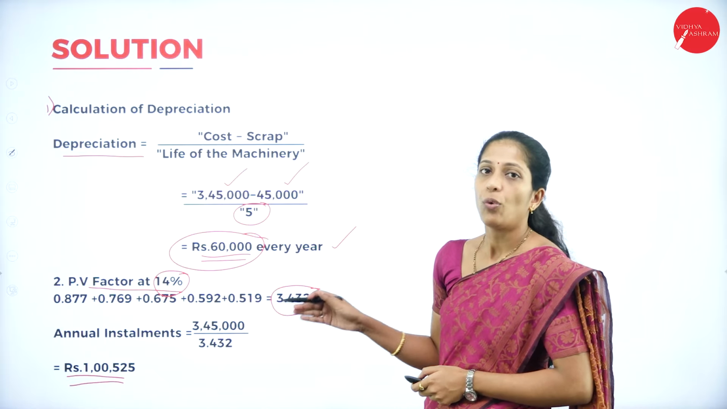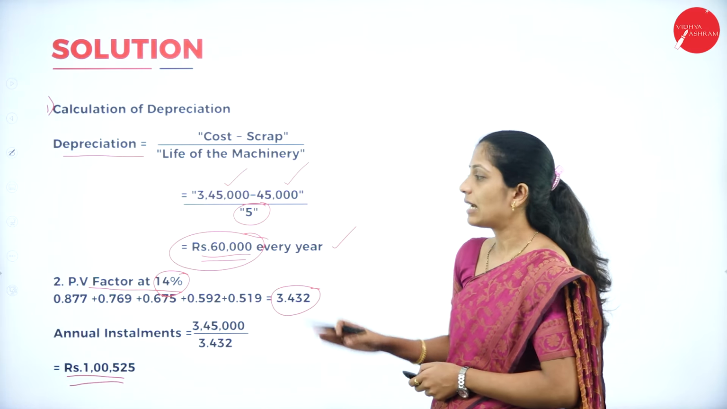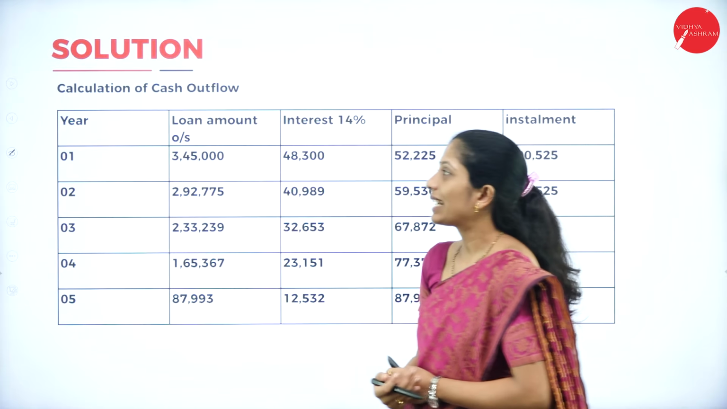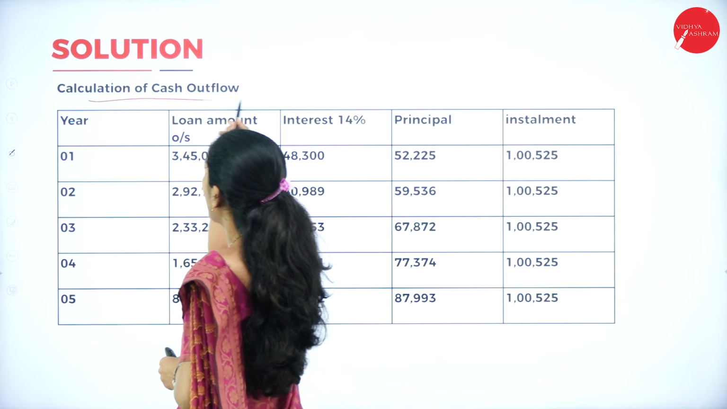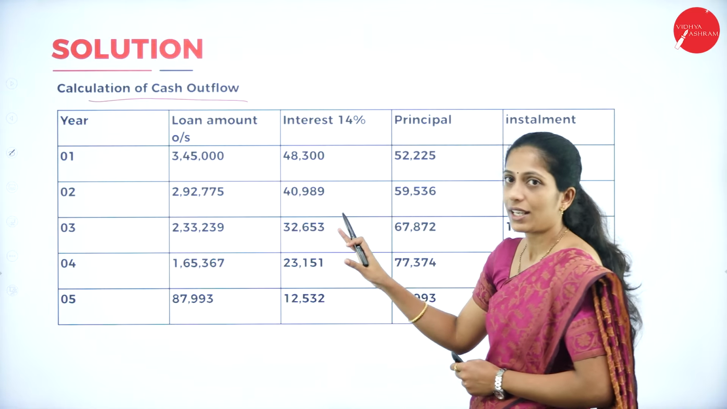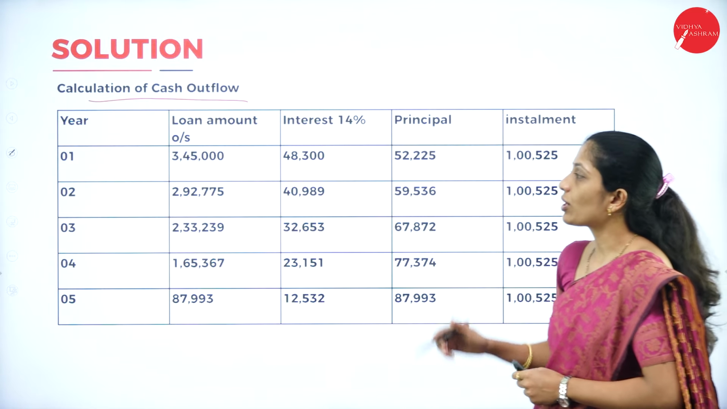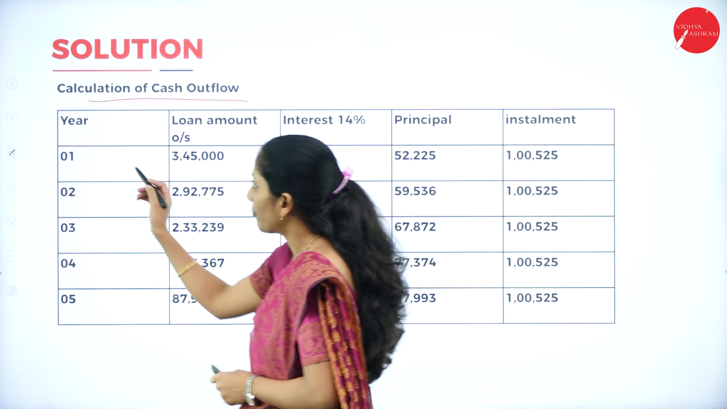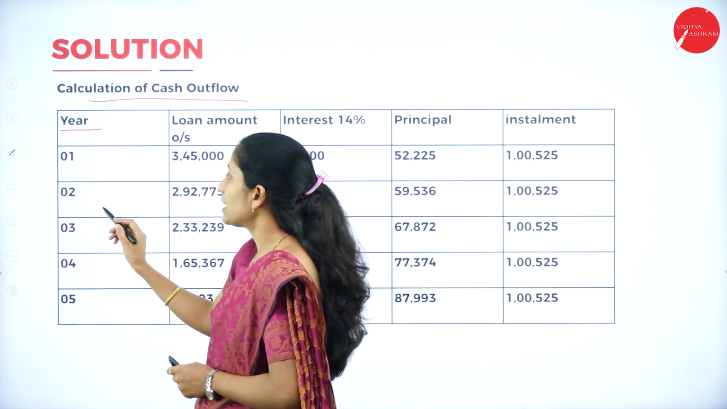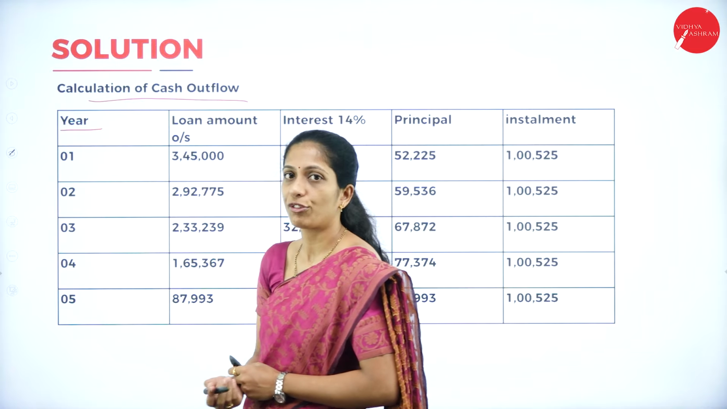1,525,000. So 1,525,000 is the annual installment. Now go through the table here. That is, we have to calculate the cash outflow. So how to calculate? So here I have divided into different columns. So your first column is all about the year. So how many years have they given? 5 years. So first year, second year, third year, fourth year and fifth year.